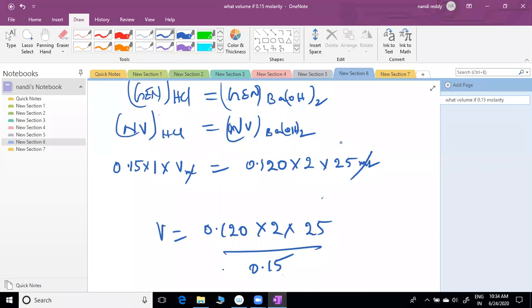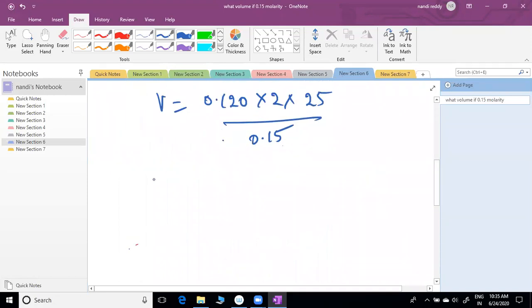This is the use of equivalence. You don't want to write the equation, just think. If you are writing the equation, it will take more than 2 to 3 minutes. Our target is to solve a problem within 1 minute. So I am giving the equation anyway, but there should be no equation needed.